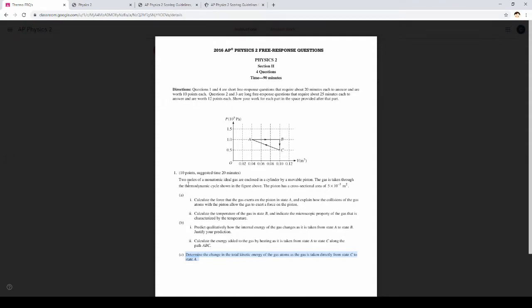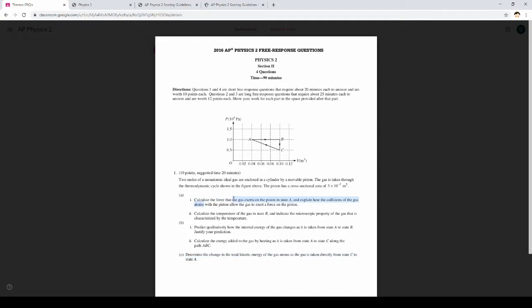2 moles of monatomic ideal gas are enclosed in a cylinder by a movable piston. The gas is taken through a thermodynamic cycle shown in the figure above. The piston has a cross-sectional area of 5 times 10 to the negative third square meters. Calculate the force that the gas exerts on the piston in state A and explain how the collision of the gas atoms with the piston allow the gas to exert the force on the piston.